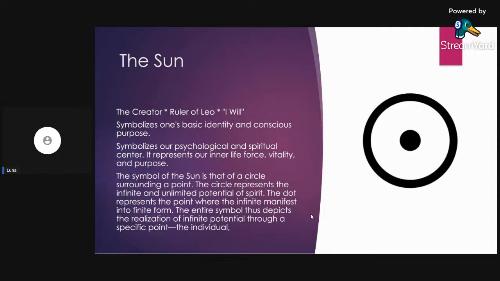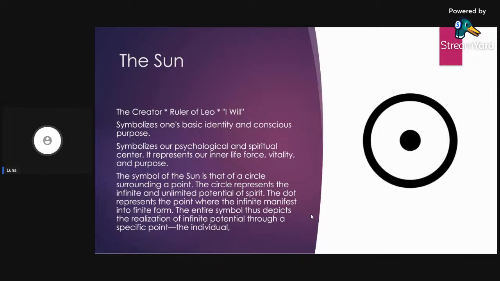The Sun, the creator, ruler of Leo. The Sun, planetary ruler of the sign Leo, symbolizes one's basic identity and conscious purpose. As the physical sun functions as the center of the solar system, the astrological sun symbolizes our psychological and spiritual center. It represents our inner life force, vitality, and purpose.